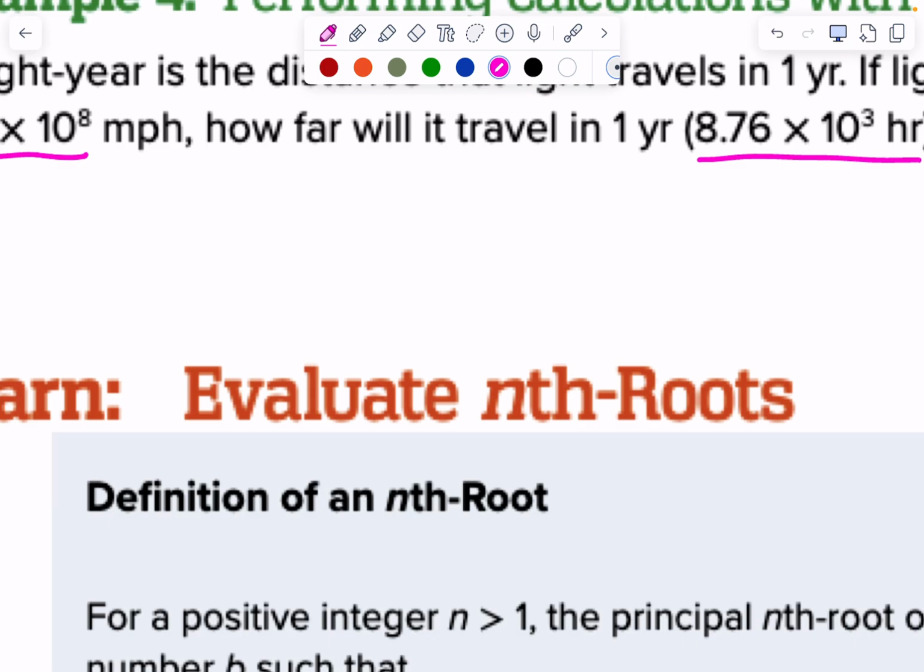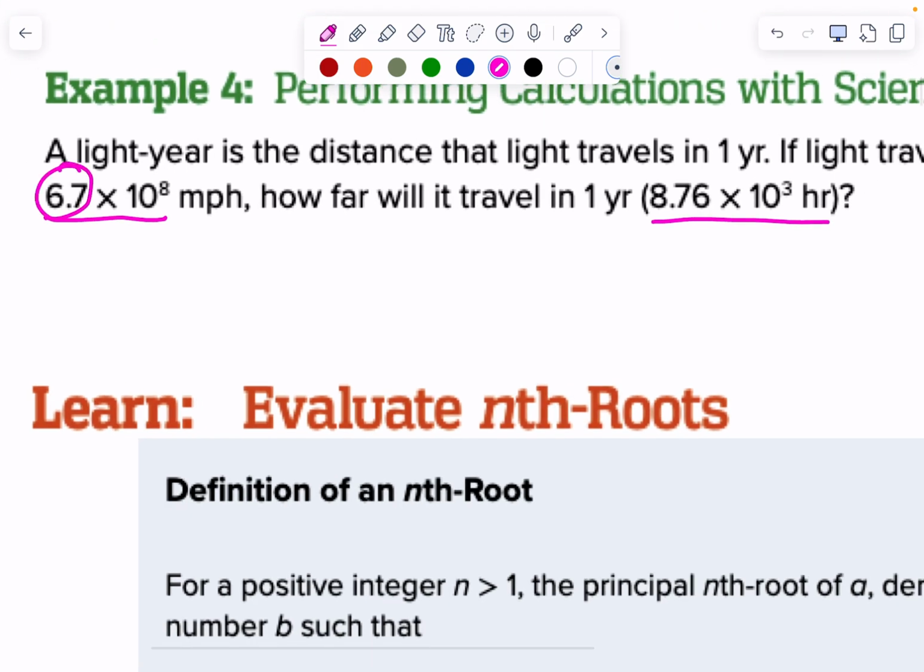Now, how do I do it? 6.7 and 8.76. I'm going to multiply those together first. What is 6.7 times 8.76? 58.692. Now, I know that's not in scientific notation yet. We'll fix it. We multiply those together.